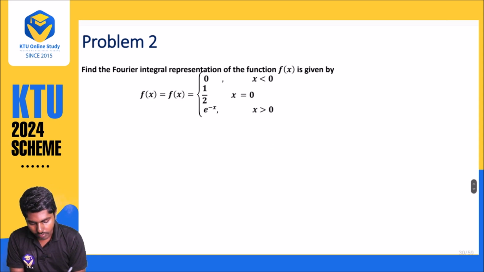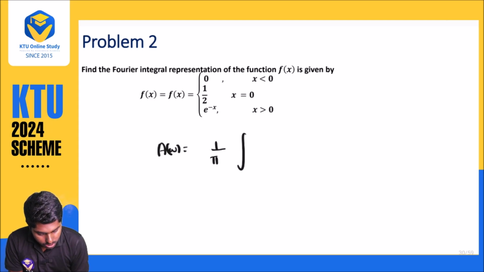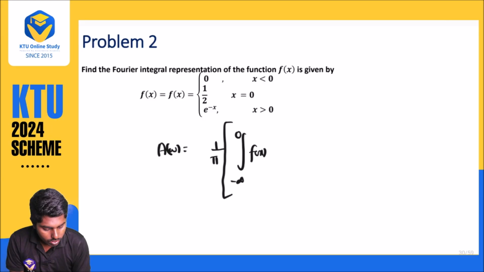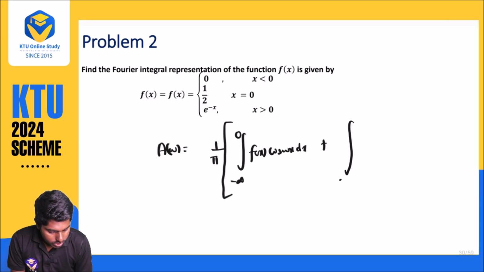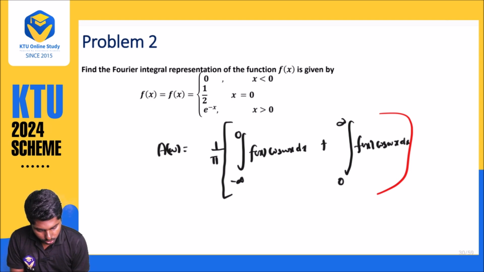So our a omega is equal to the formula 1 by pi times the integral from minus infinity to 0 of f of x cos omega x dx plus the integral from 0 to infinity of f of x cos omega x dx. We know the formula, we know the value, so a omega is equal to 1 by pi.